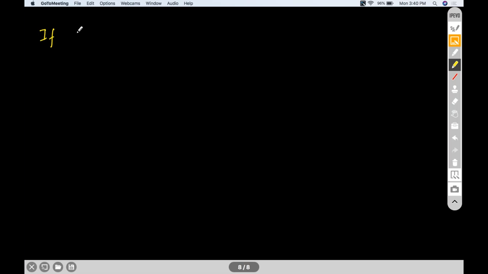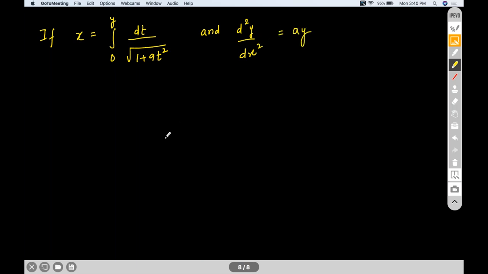Next question is, if x is equal to the integral of 1 by under root 1 plus 9t square from 0 to y, and d2y by dx square is ay, find the value of a. A is a constant. Try this out. Type in your response in the chat box once you're done.